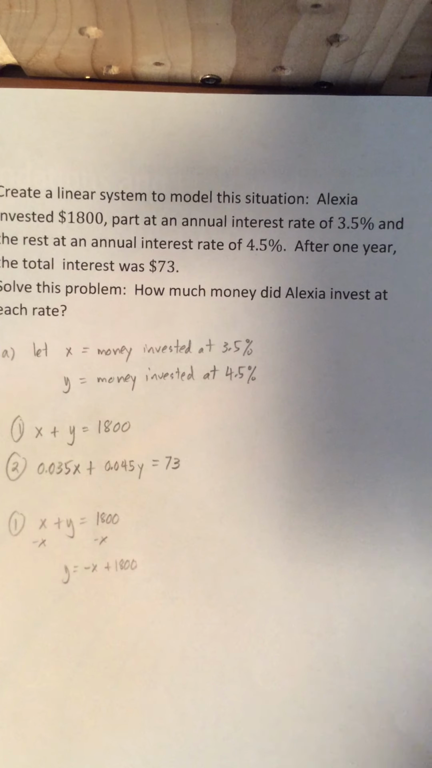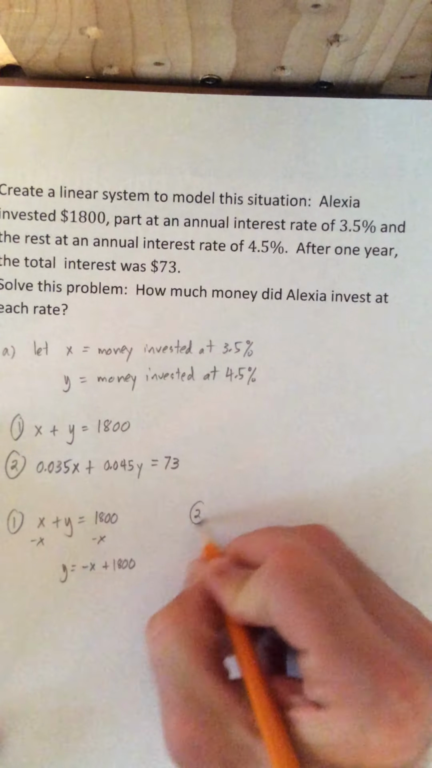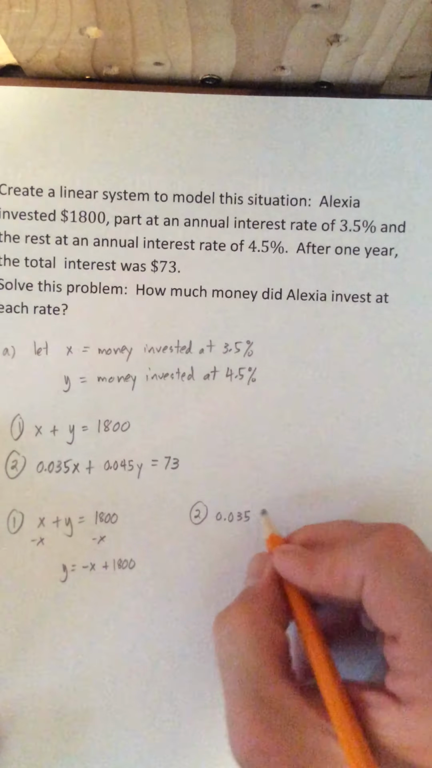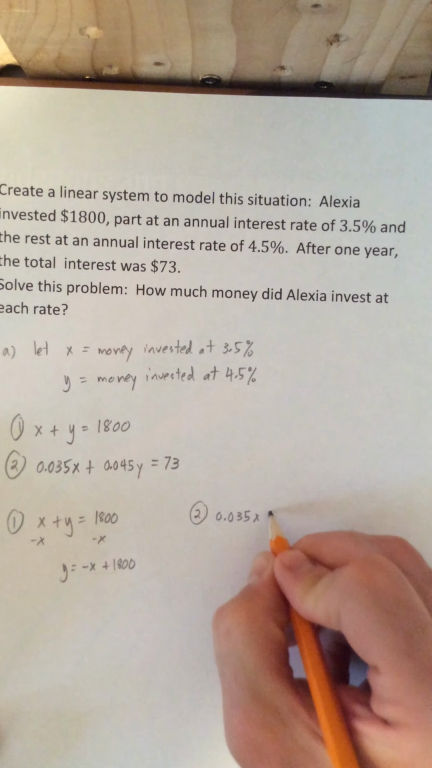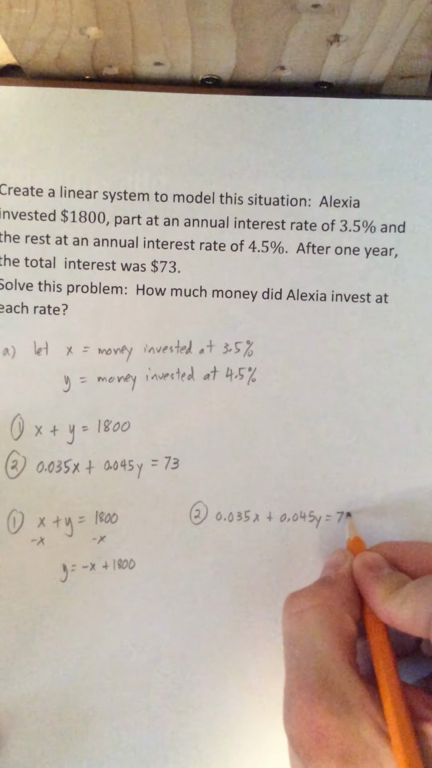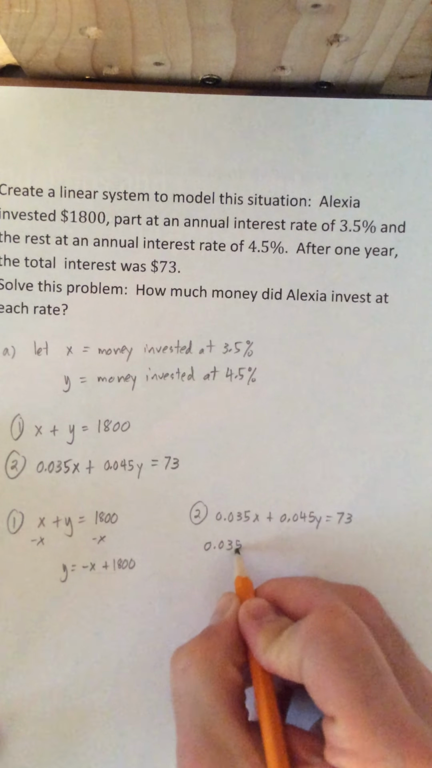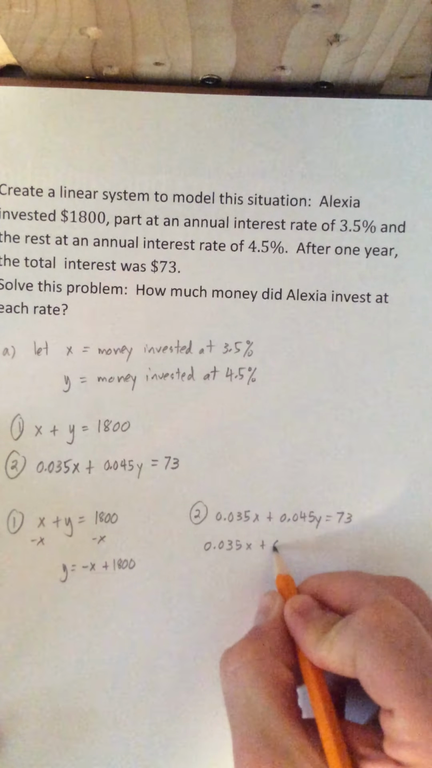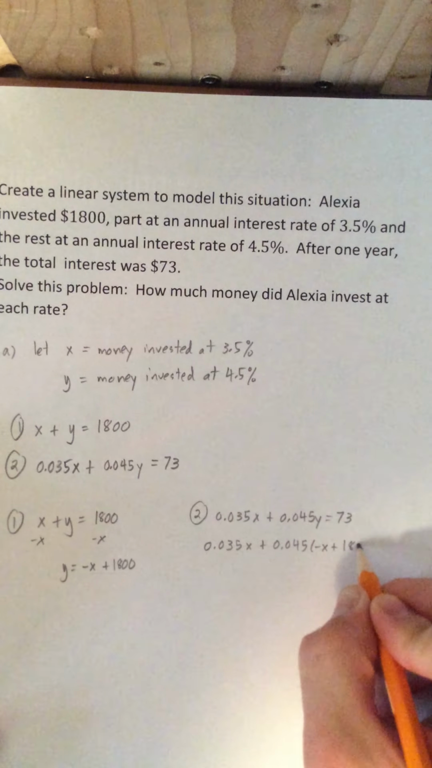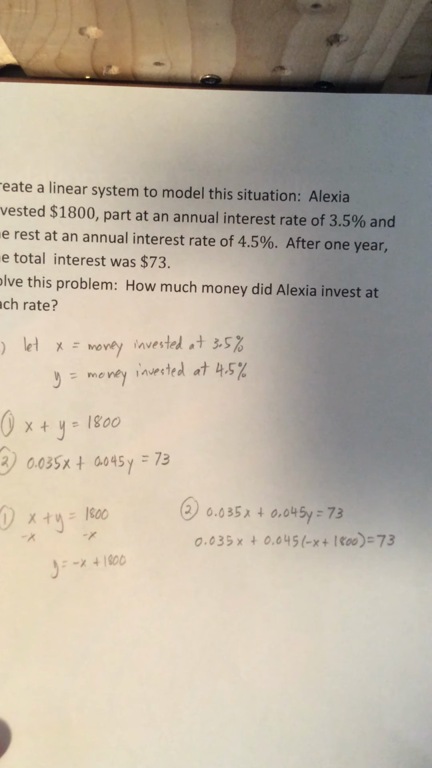Now, what we would do from here is we are going to substitute this in the second equation. So equation 2, I'm going to replace my y with this so that there is only a single variable x in this equation. So right now there's an x and a y. To have only an x, we'll replace y with negative x plus 1,800. So the equation will look like this.